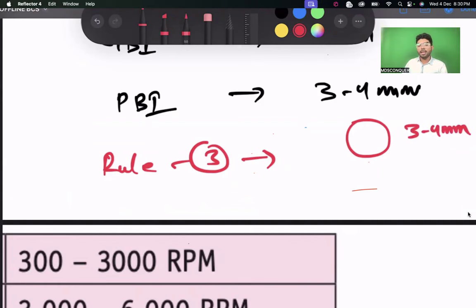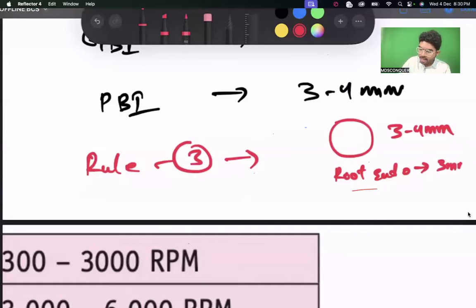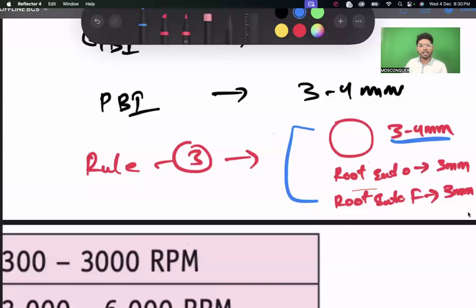Very good. Amount of root end resection done. Yes, it is 3 millimeters. The reason for 3 millimeters of root end resection is that at 3 millimeters, you are going to remove 98% of apical ramifications and 93% of lateral ramifications. And root end filling, how many millimeters? Yes, root end filling is also 3 millimeters. This is my rule of 3. Easy to remember. The hole you keep is 3 to 4 millimeters. Cut 3 millimeters, fill 3 millimeters. All are 3. Rule of 3.